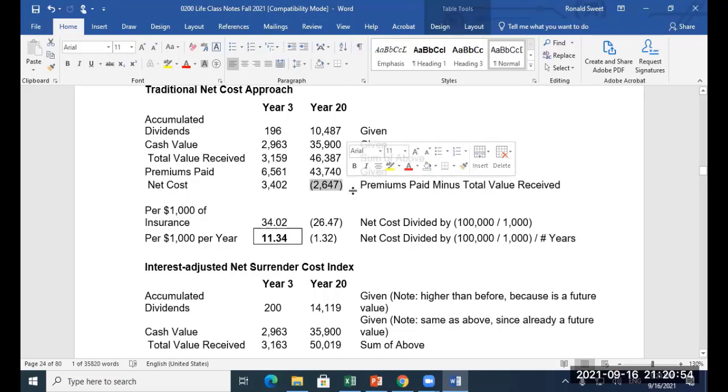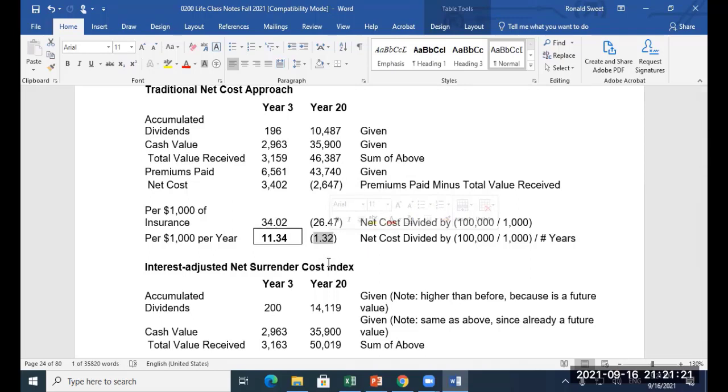But what's missing from that analysis? Time value of money. All right. But it looks like you got free life insurance. If interest rates were 0%, that would be true. If there was no time value of money, you got more back than you paid the company. You divide that by 100, divide it by 20, and this policy actually paid you $1.32 for every $1,000 of insurance you purchase.